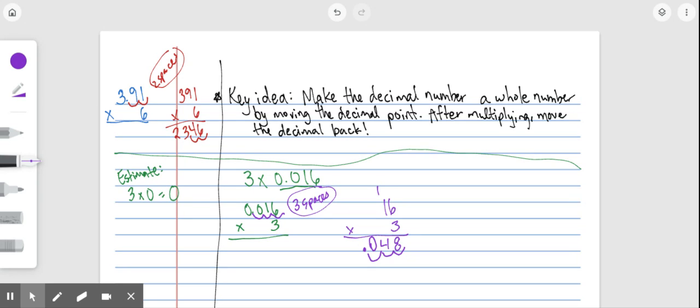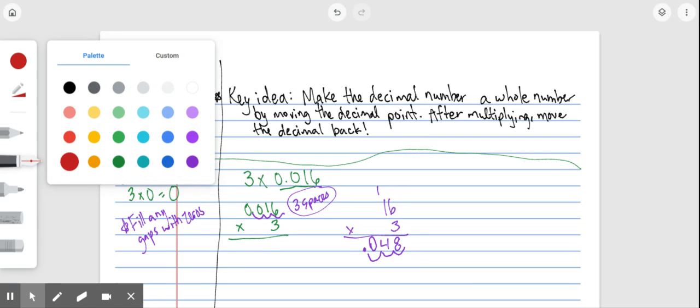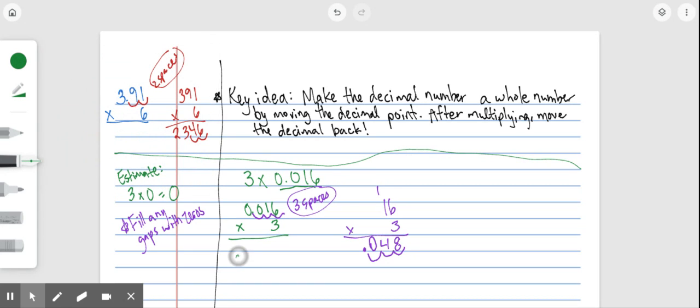I know that this is kind of tricky, but when you have to move it more spaces than you have, fill any gaps with zeros. I'm going to make a note of that because you're going to need that. Fill any gaps with zeros. All right, so then my answer is 0.048, or 48 thousandths, which is really close to 0. So I know that this is a good answer because it's close to my estimation. All right, let's try one more.